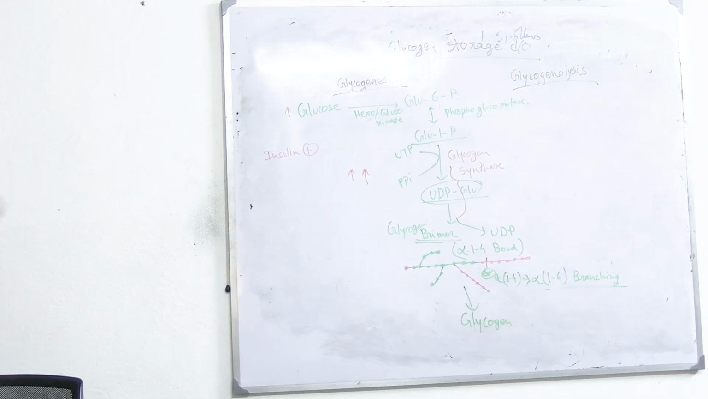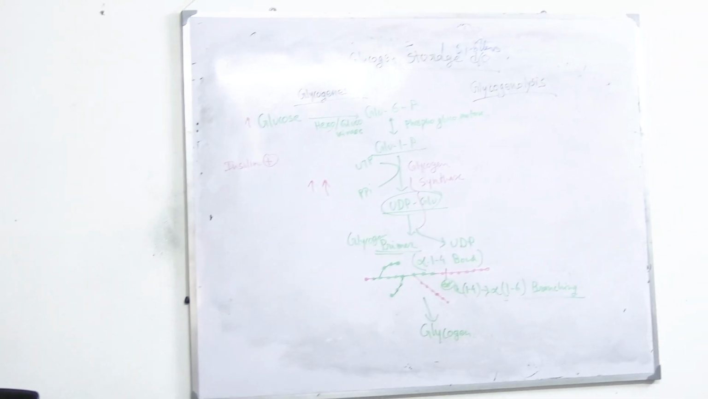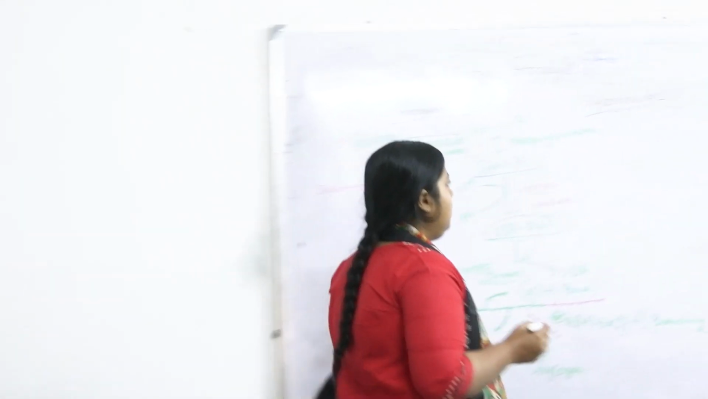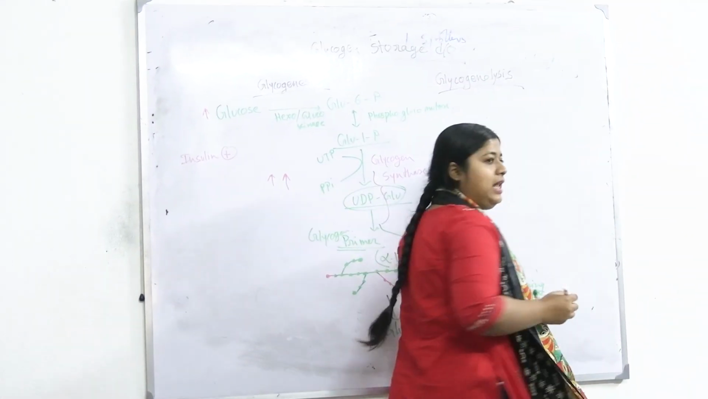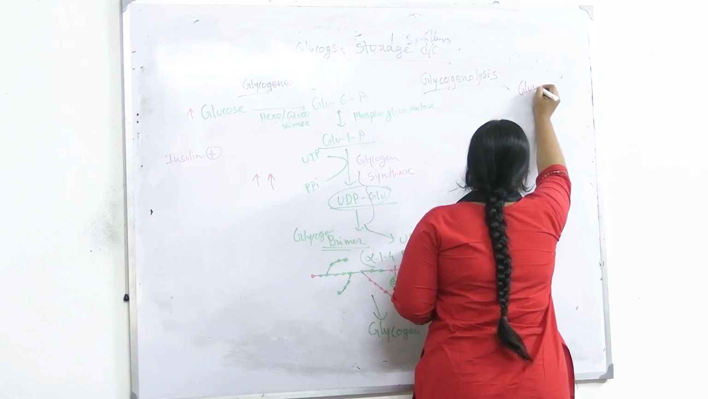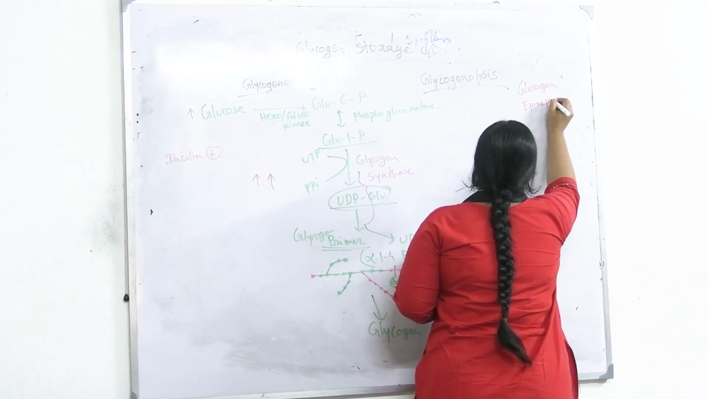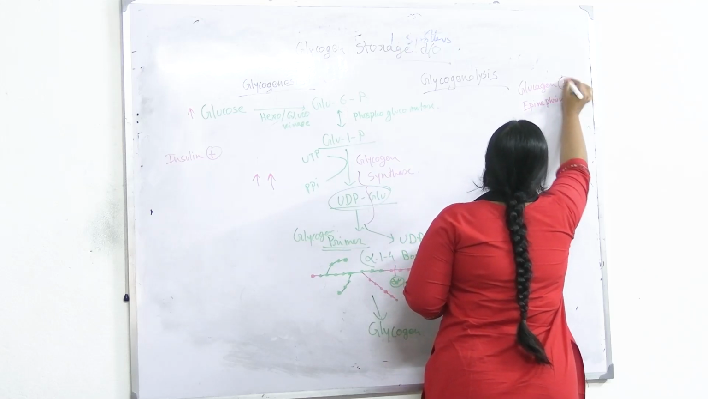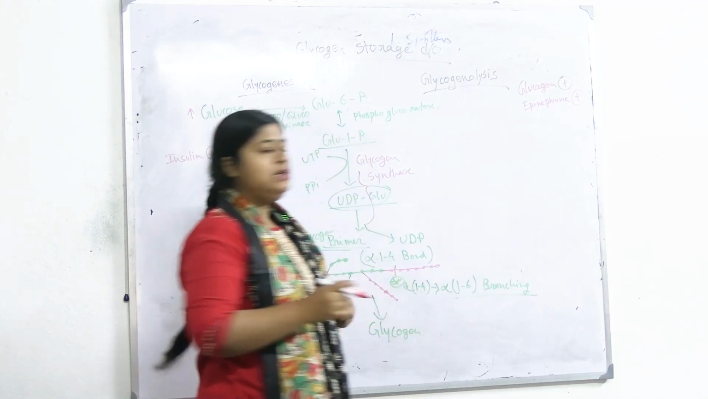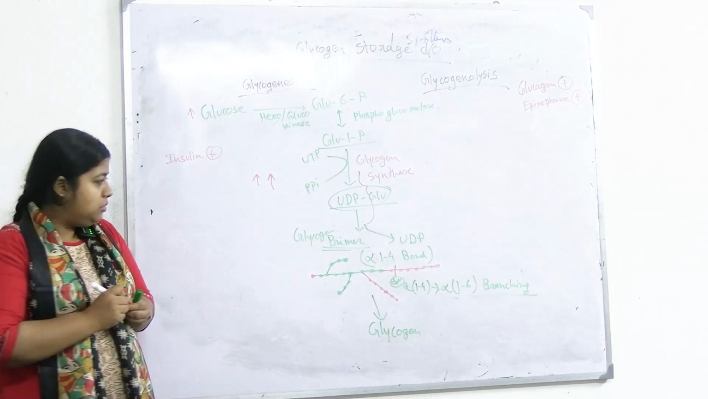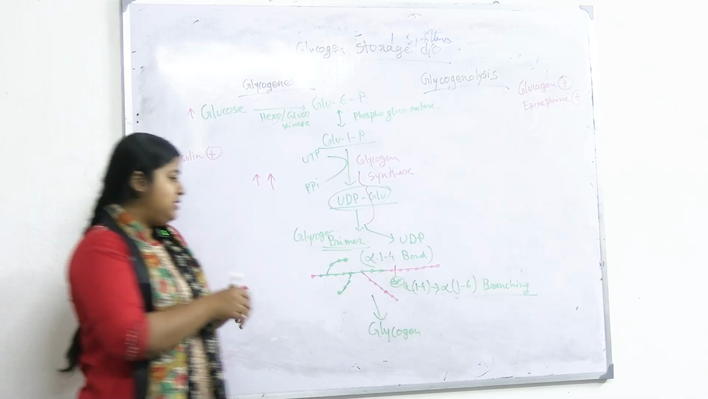Now glycogenolysis occurs in fasting state, when we need free glucose in blood, so then only glycogenolysis occurs. So what are the hormones that help in breakdown of glycogen? That is glucagon and epinephrine. Okay, they help in glycogenolysis. So for glycogenolysis, it will start from glycogen.